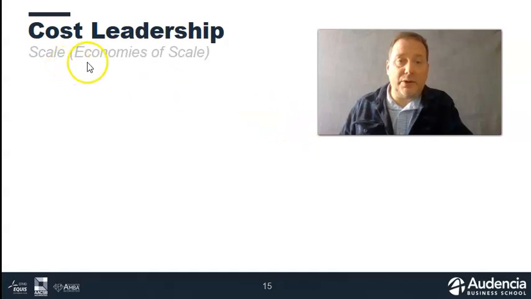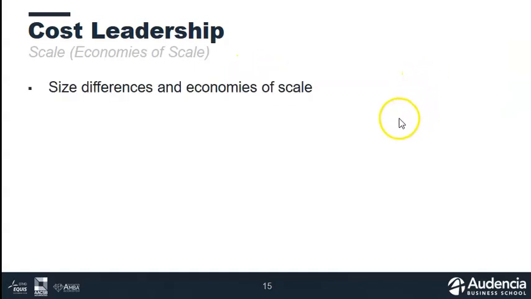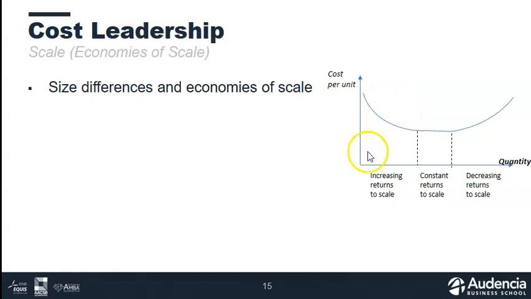Well, you may have heard of the word economies of scale somewhere. Economies of scale basically say that as we grow production, as quantity produced increases over time, we can see here our average cost per unit decreases, which is very nice. We're growing our activity, we're growing quantity, and the cost per unit decreases.